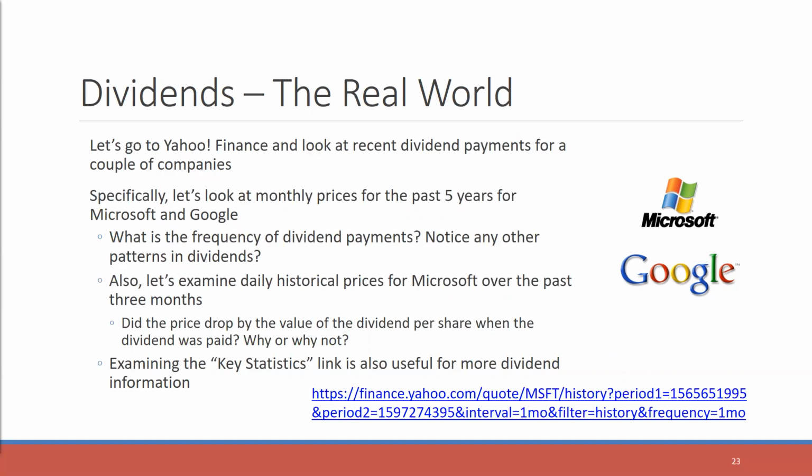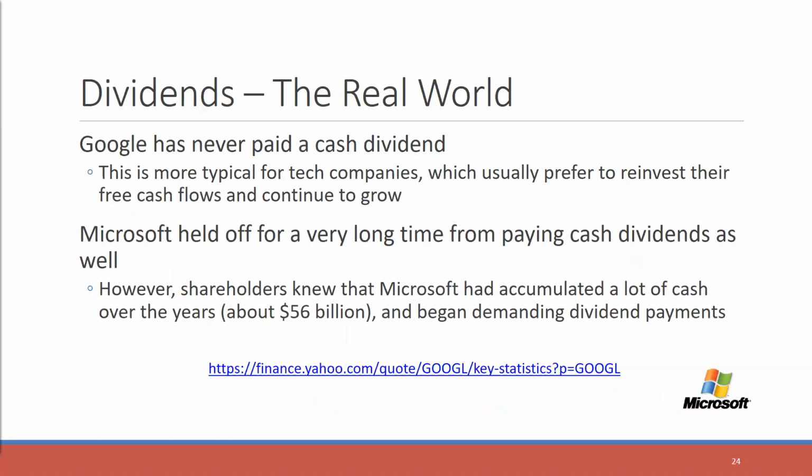What you'll hopefully observe is that the dividends tend to be sticky, meaning that the dividend prices per share don't really fluctuate that much. If you have a chance, follow the link and look at the dividend for Google. What you'll notice is that Google has never paid a cash dividend. And this is very typical for tech companies, which usually prefer to reinvest the free cash flows in order to continue to grow. Microsoft had a very long time of not paying any cash dividend as well.